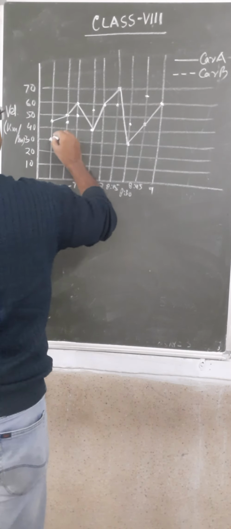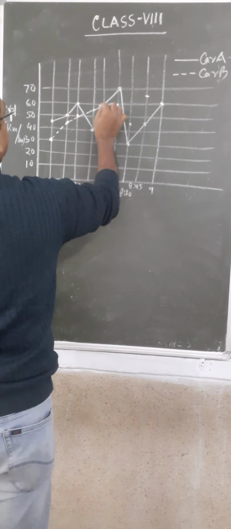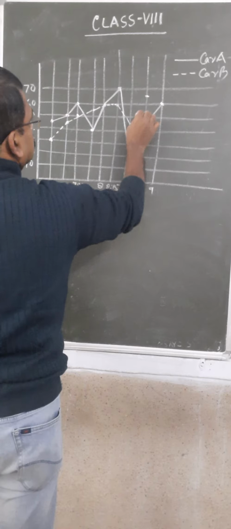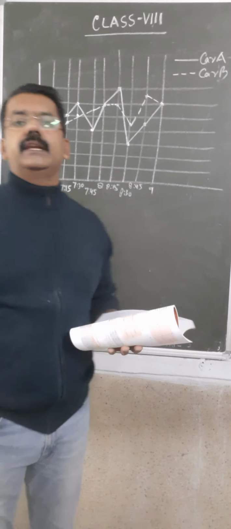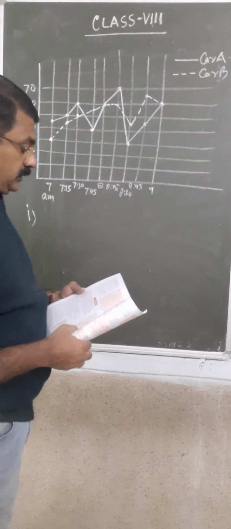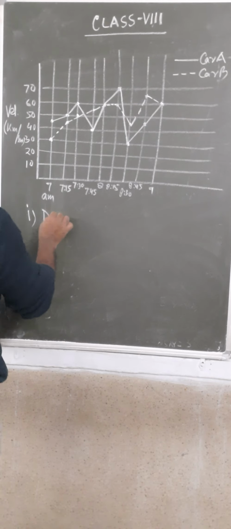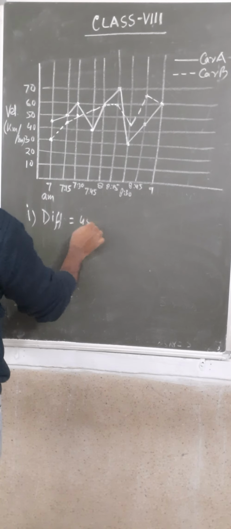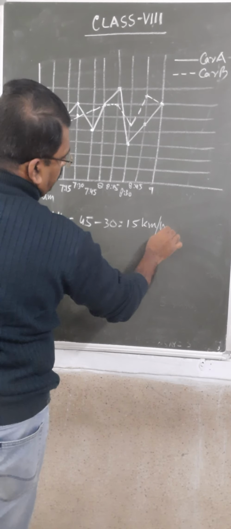So if we join them, the graph will be like this. This broken line is for car B. Now the first part of the question. What is the difference in the initial velocities of car A and car B? The difference, this is 30, that is 45. So 45 minus 30, that is 15 km per hour. The answer is 15 km per hour.